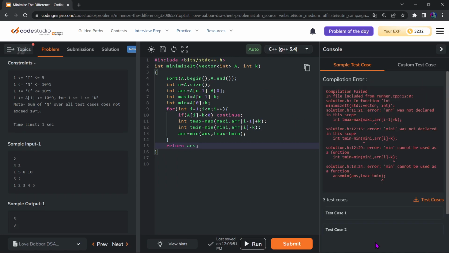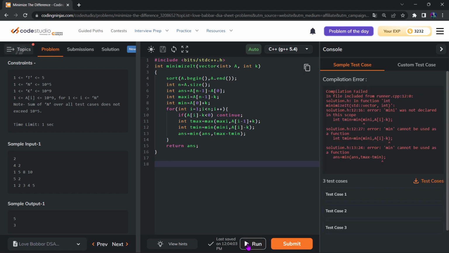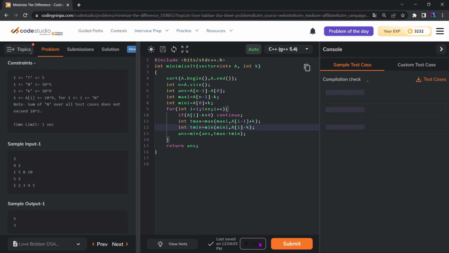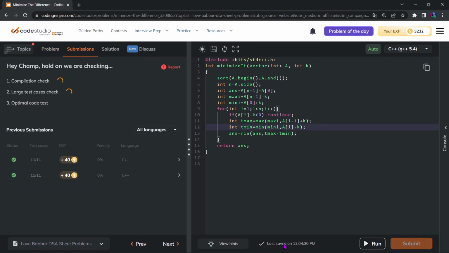Okay, we have got an error that array was not declared, because we have a here. Okay, let's run again. Okay, we can't find minimum. Minimum cannot be used as a function. Why is it so? Have I used minimum? Okay, I have used minimum as a variable here. That's why. So we have got our answer. Let's submit it.